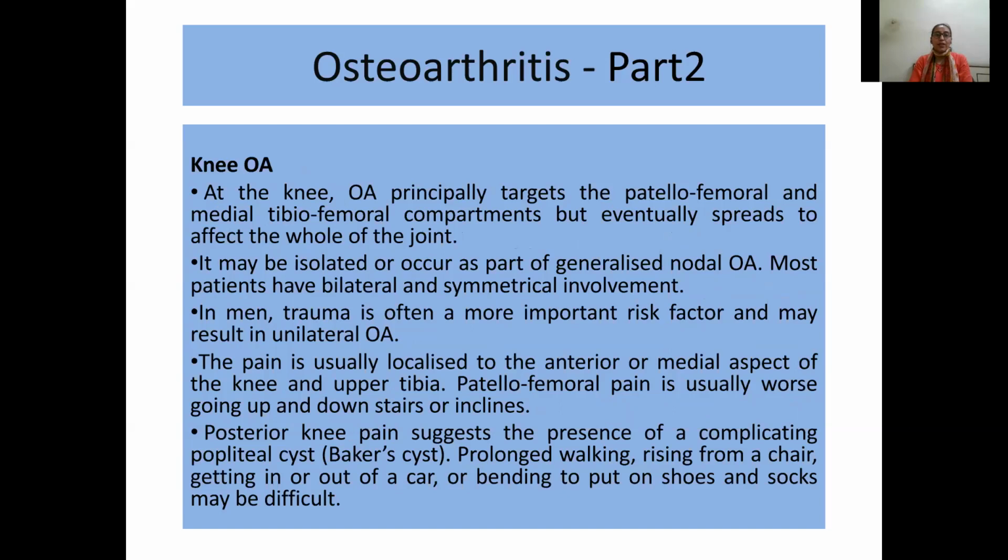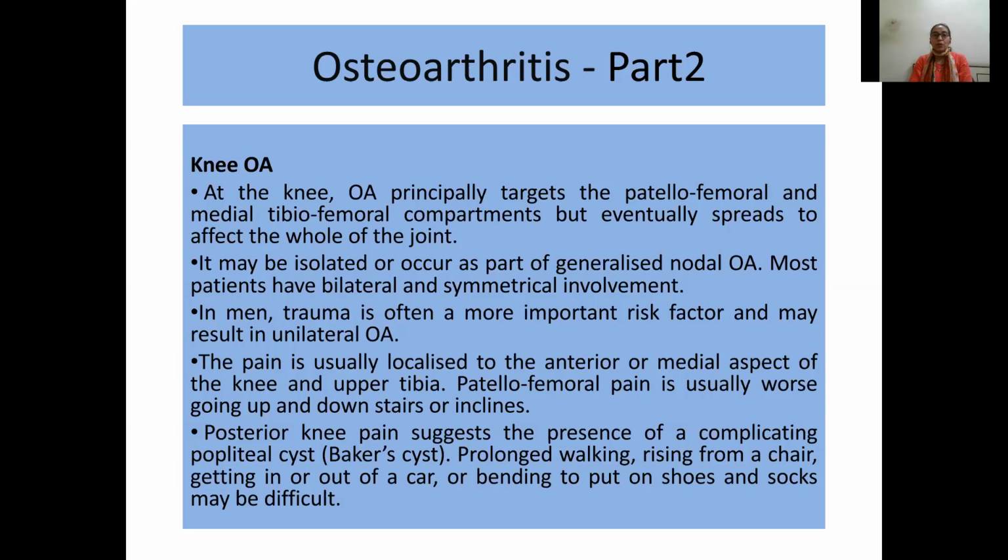In the knee joint, OA principally targets the patellofemoral and medial tibiofemoral compartments, but eventually spreads to affect the whole of the joint. It may be isolated or occur as a part of generalized nodal OA. Most patients have bilateral and symmetrical involvement, and in men, trauma is often a more important risk factor and may result in unilateral osteoarthritis. The pain is usually localized to the anterior or medial aspect of the knee and upper tibia.